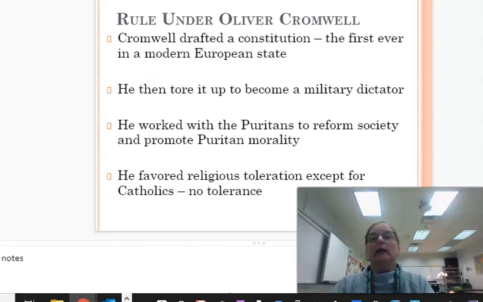England has no king. So you have a military leader in Cromwell. There was a constitution drafted. We have the first military state. Cromwell has the military. He says, no, we're not doing this. Tears it up. Cromwell is a Puritan. He begins to reform society, promote the Puritan morality. So they're trying to make it look like a Puritan society. So think about this. No theater, no gambling. Oh, and they cancel Christmas because that's a Catholic holiday to them. Although Cromwell will favor religious toleration for every religion except Catholics.